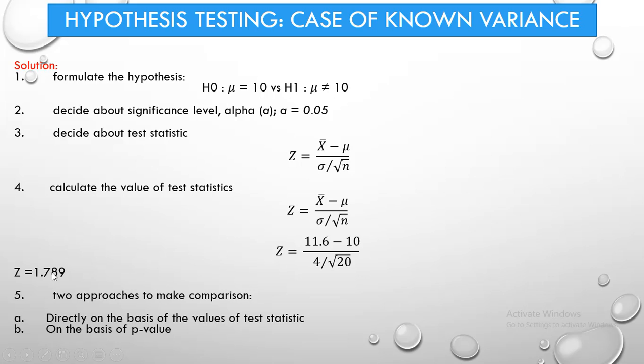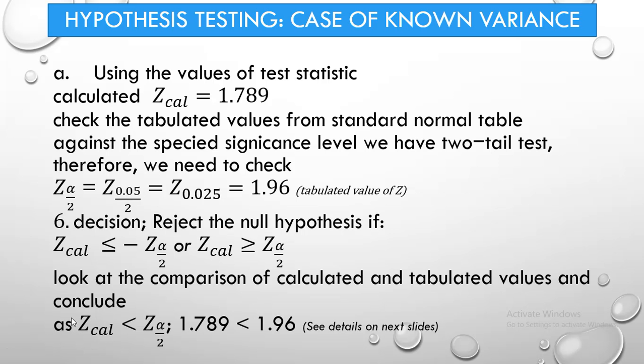There are two approaches to make a decision about the hypothesis. One is by comparing the values of this random variable z. You can take values about this from the table and make a comparison. And the other is to calculate p value, probability value for this, and compare with this.